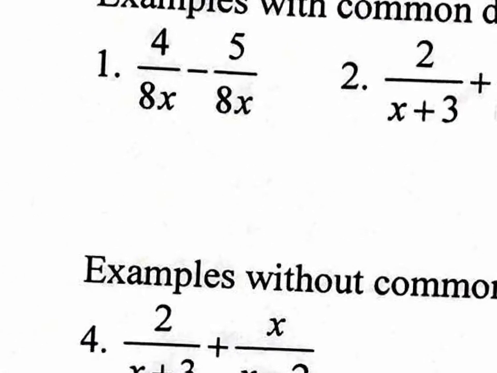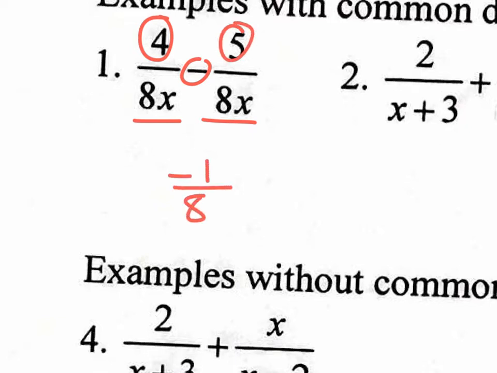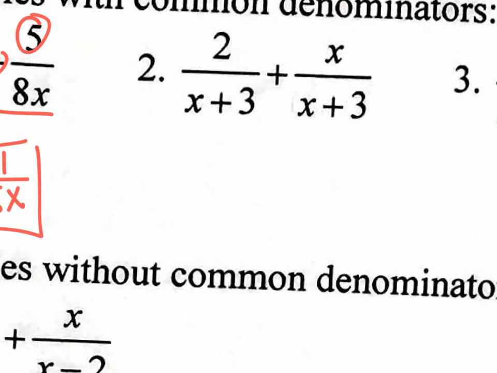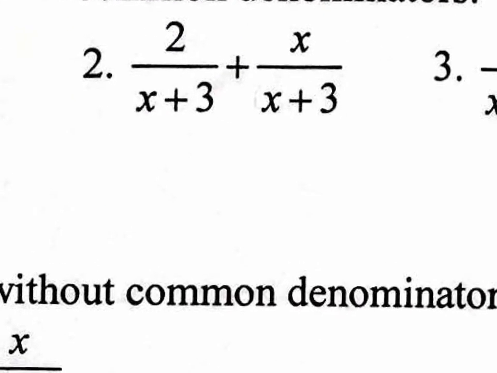What's the answer to number 1 here? Do we have a common denominator? Yes, we do. So what do I do? 4, take away 5. What do I get? -1, and you put it over the common denominator, 8x. Easy peasy. Number 2, what's my answer going to be?